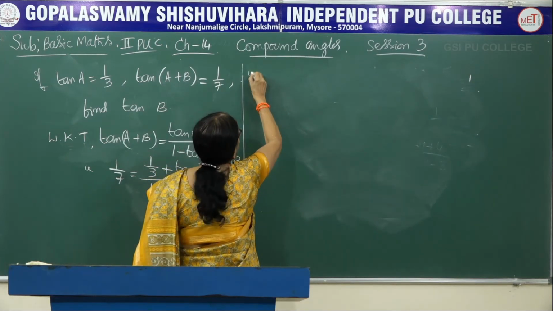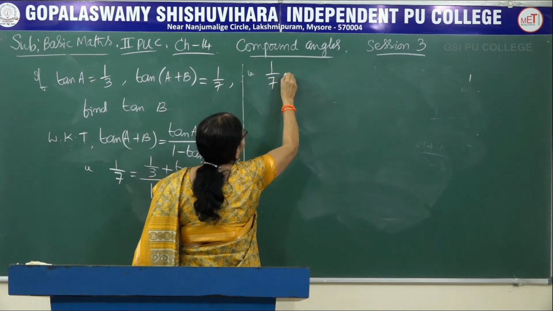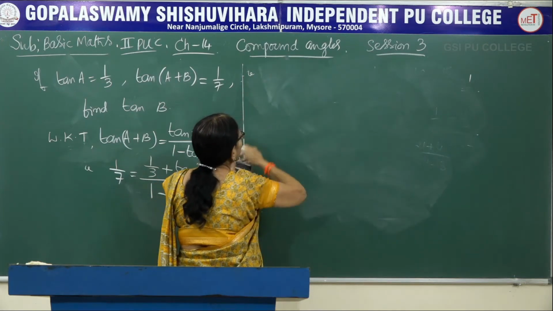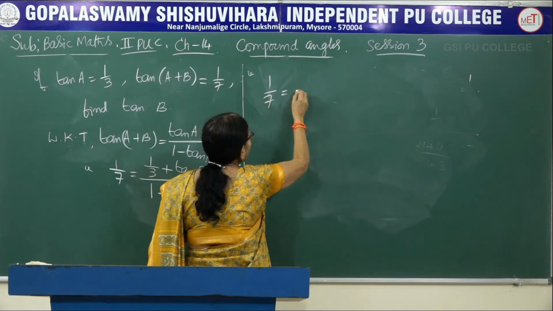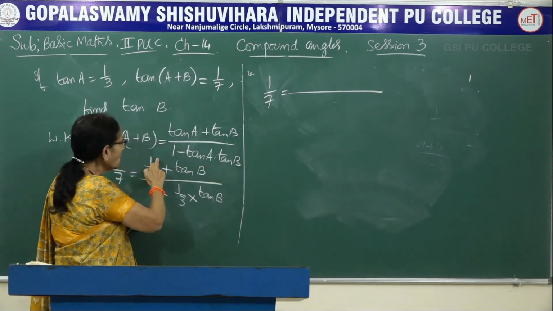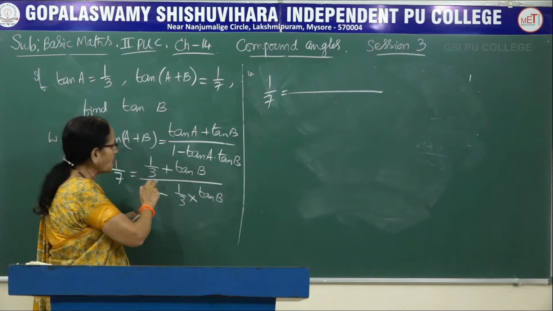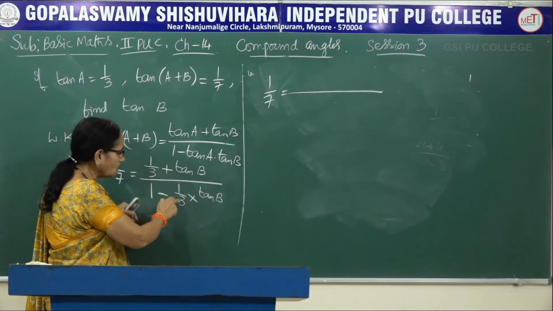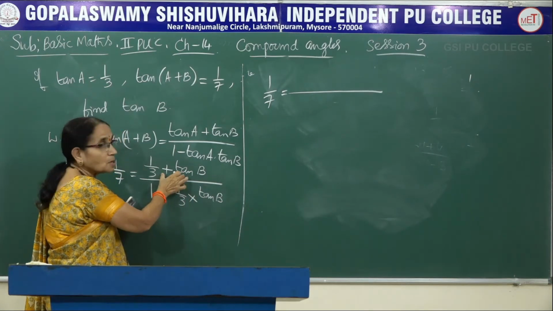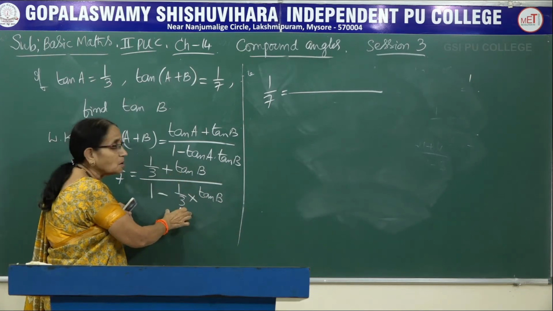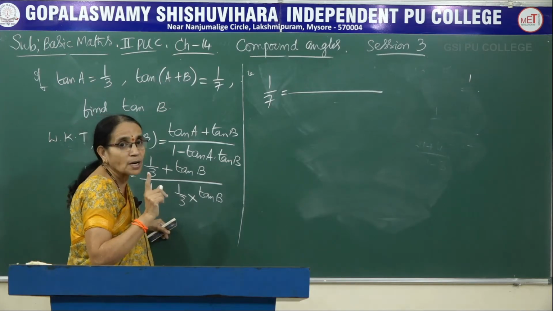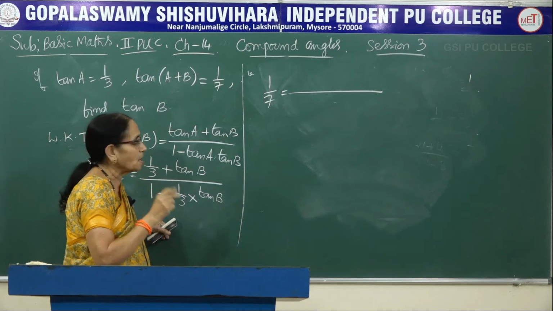So, left hand side is 1 by 7, you write as it is. And look at the right hand side. It is 1 by 7, right hand side, write it a little longer, 1 by 3 plus tan B. Now, it is a fraction. Denominator also 1 minus 1 by 3 into, so here the sum of the two fractions, here the difference of the two fractions. What is our common procedure? To find to take the LCM.